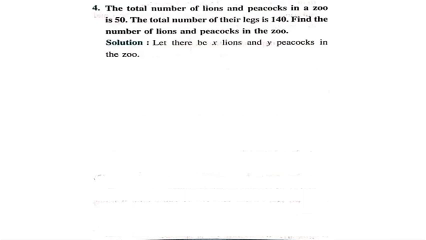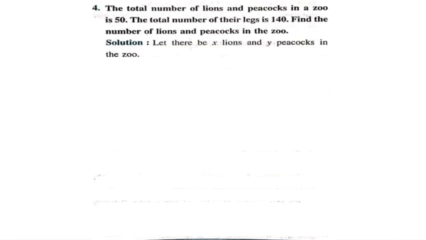Now let us move on to question number 4. The total number of lions and peacocks in a zoo is 50. The total number of their legs is 140. Find the number of lions and peacocks in the zoo. Now, they have not mentioned the number of lions and peacocks directly. Instead, they have mentioned their legs.